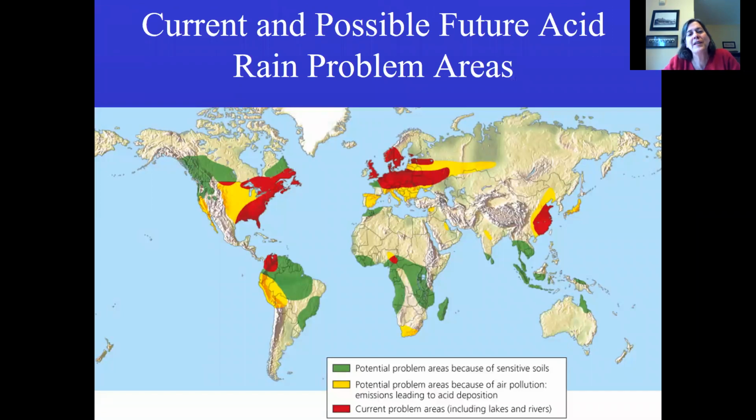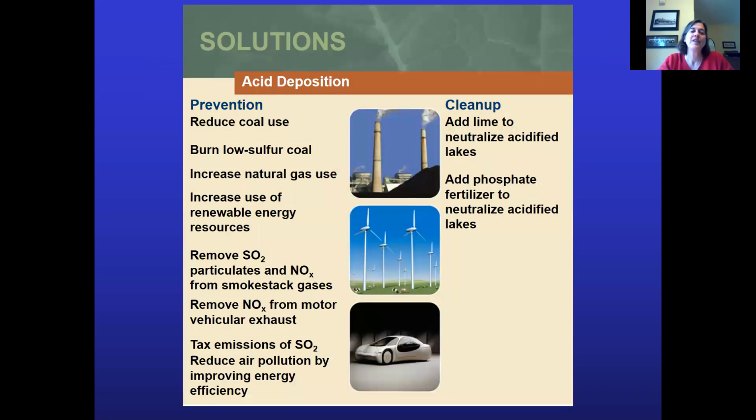So here are some areas again. Anywhere you're downwind of industrial areas, like in Europe, downwind of that, you have your industrial areas in the US, and actually Toronto, Canada is pretty bad, and you've got areas downwind of that. And you've got other areas where you have a lot of industry happening that are going to have acid rain problems. So this is from Miller.